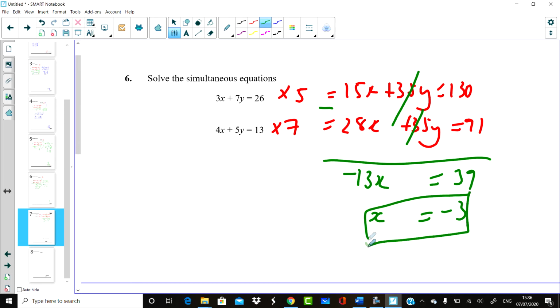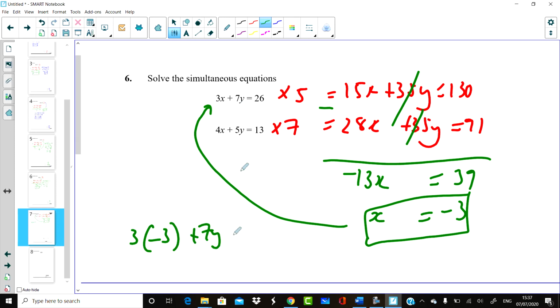So over here we have x is minus 3, and we can sub it into any one of these 1, 2, or 3, or 4 equations. The easiest one I'm going to do is sub it back into the first one here. So that's going to be 3 times minus 3 plus 7y is equal to 26. So now we can solve to find y. So we have minus 9 plus 7y is equal to 26.